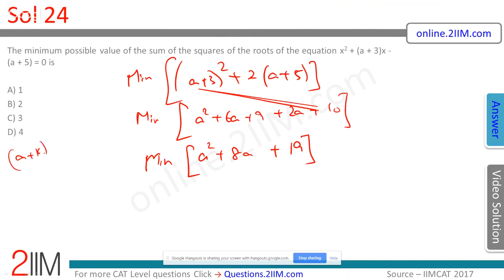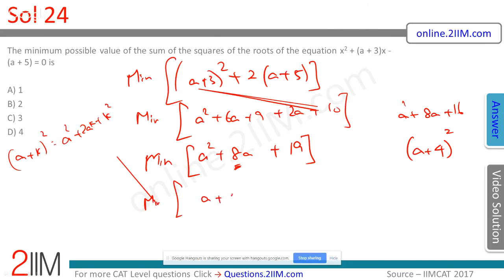A plus k the whole square is a square plus 2ak plus k square. Then 8a sitting here, I can think of this 8 as 2k. 2 into 4 is 8. So if I had a square plus 8a plus 16, that would be a plus 4 the whole square. So this expression is a plus 4 the whole square plus 3. I get to 16, I want 19. The minimum value this can take is 0. It's a perfect square, it cannot be negative. So we're looking at 3.